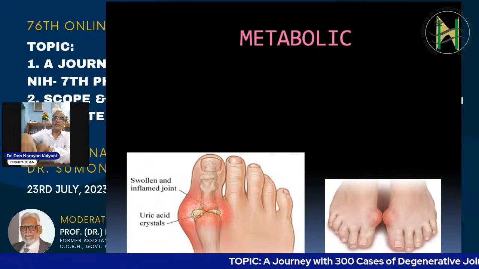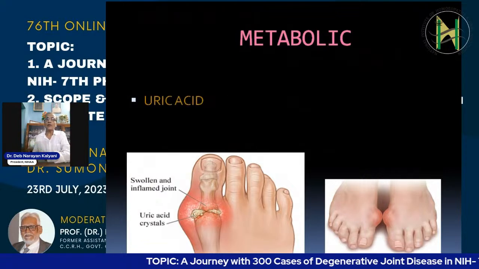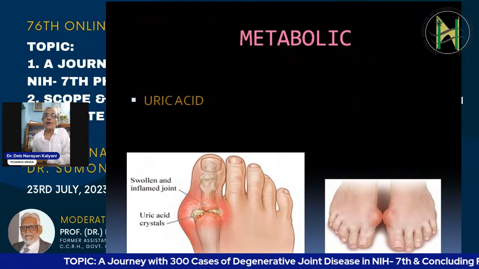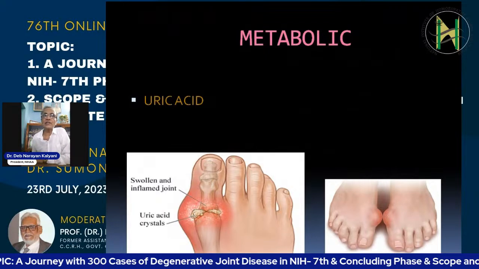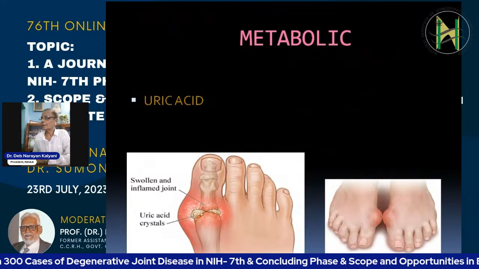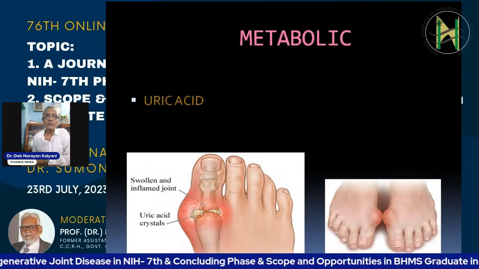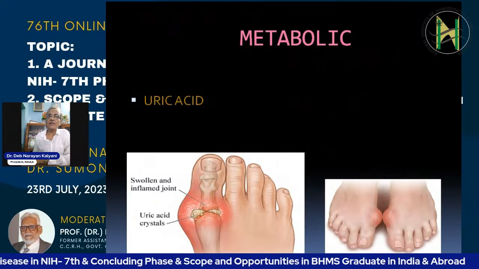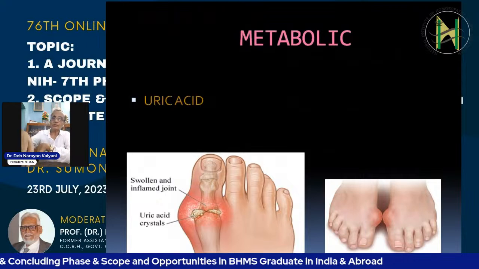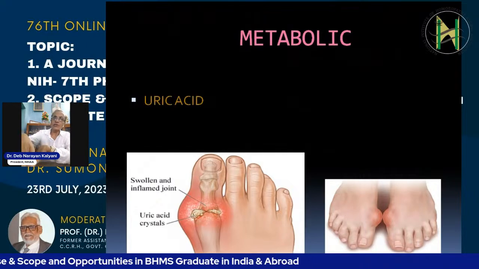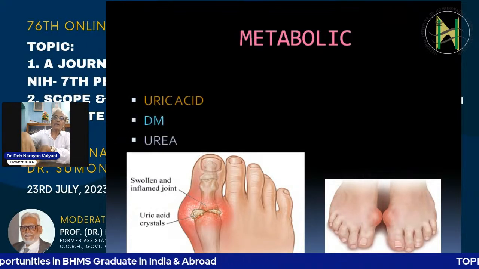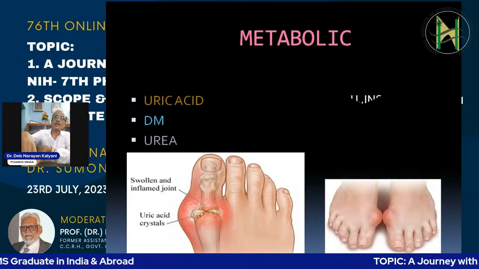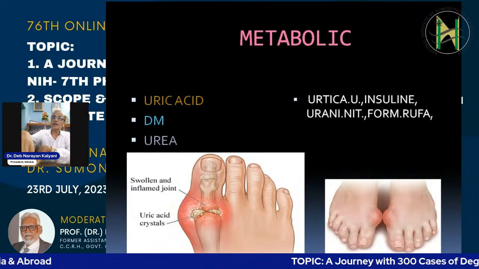Now, there are metabolic diseases also, arthropathy. This also I'll show you later on. Whatever I'm showing as points, uric acid, ASO titer and other HLA-B27, all I will show you later on, when it's pure documentations. Diabetes mellitus, uremia, these are the common causes of joint disease.